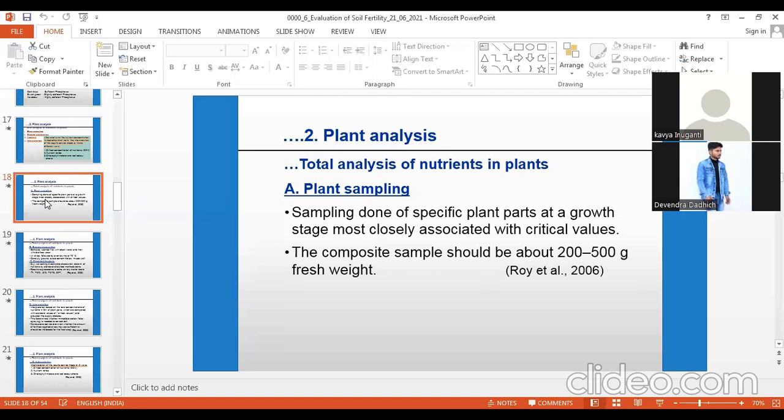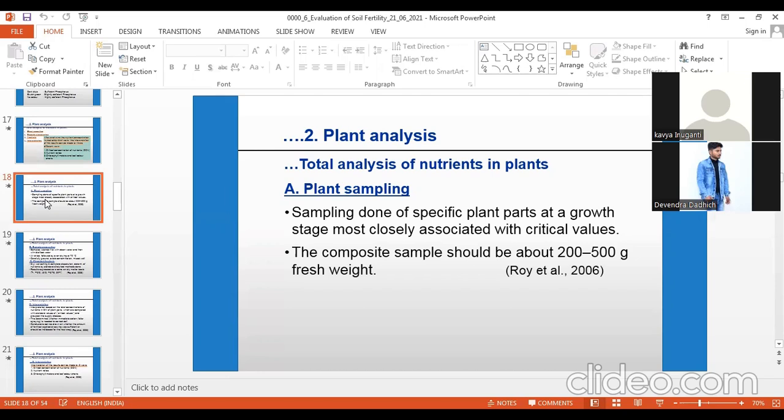Sampling is done of a specific plant part at a growth stage most closely associated with critical values. So at a particular growth stage of the plant, the requirement of nutrient will be more, or if the nutrient is not supplied in the right amount, there will be significant reduction in the growth. So that particular growth stage is the critical stage for a particular plant nutrient. It means where you get maximum requirement of the nutrient, and if any deficiency is there, then there will be maximum loss if the nutrient is not supplied at that particular growth stage. So that is the critical growth stage for nutrients. So sampling is done for a specific plant part and at a specific growth stage.